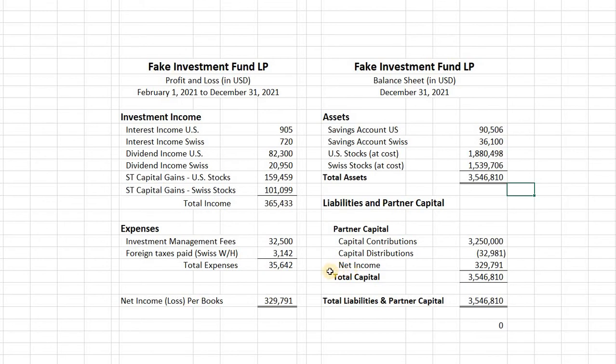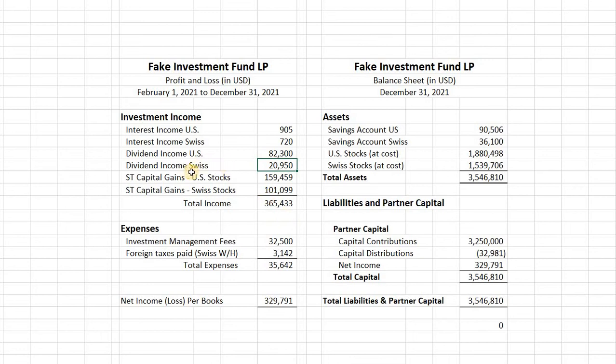prepare here. What you would do is wait for your broker to provide you the consolidated 1099, where it would break out, okay, 82,300 in ordinary dividends. Of that amount, X dollars is qualified. And you could do the same thing with the Swiss stocks.